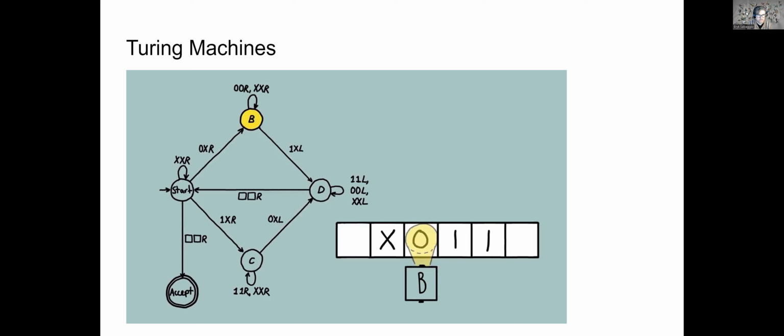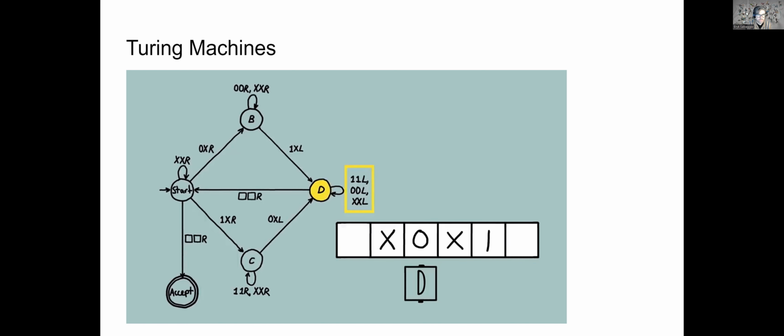So our scanning head reads a 0, moves 1 square to the right and stays in state B. Now it reads a 1, replaces it with an X, and moves 1 square to the left and into state D. State D is only entered when a 0-1 pair has been crossed out by X's, so the machine needs to reset for the next count.